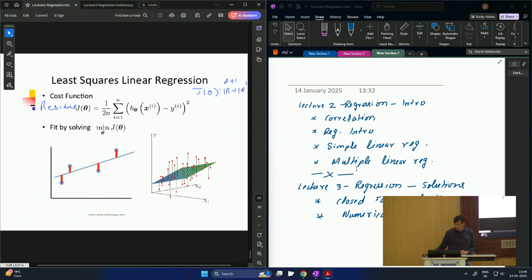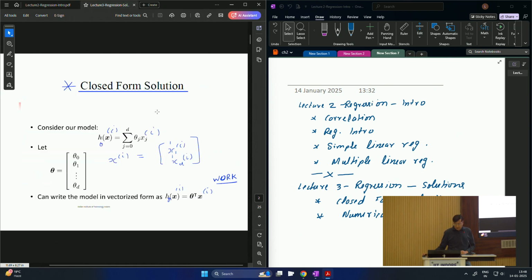Okay, so that's what I've written here. Closed form solution and numerical solution. Everybody with me where we are going? This was a summary of what we did because you may have forgotten. So I'll start today's lecture. Today's lecture we start with the closed form solution.